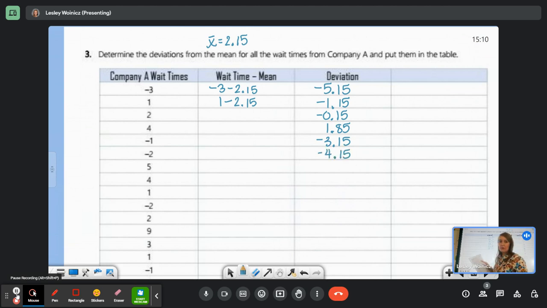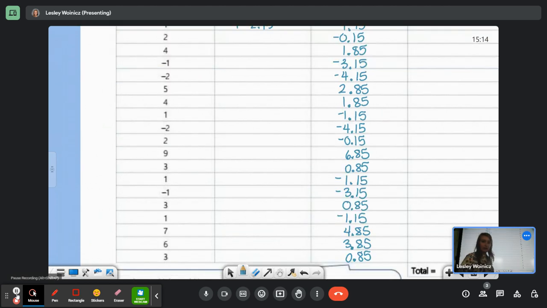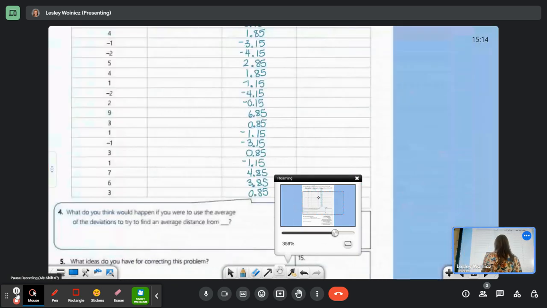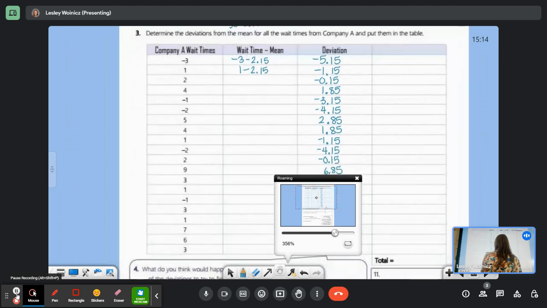So you can probably do this on your calculator. I'm going to pause this video because right now it's probably like watching paint dry. You have this whole thing filled in.